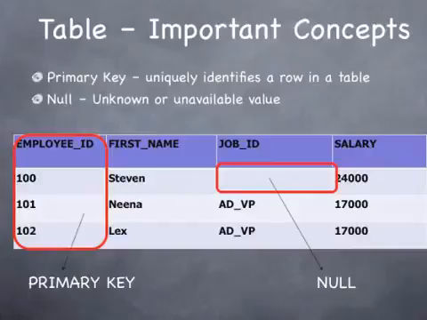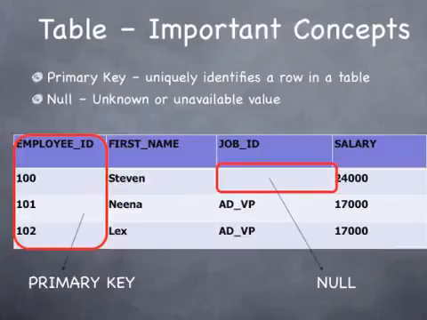Now also observe that every employee has a unique employee ID. Now this column would probably be the best way to identify an employee uniquely. In a table, the column or the columns that can be used to uniquely identify a row of the table is called the primary key column. In this table, the employee ID column is the primary key column.